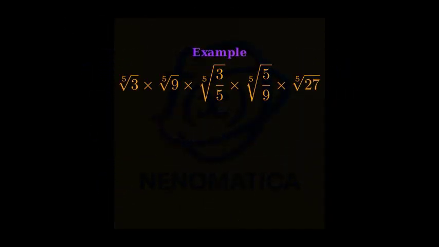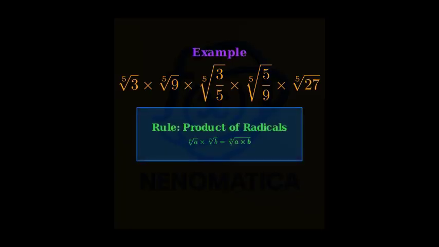We need to multiply the 5th roots. 5th root of 3 times 5th root of 9 times 5th root of 3 over 5 times 5th root of 5 over 9 times 5th root of 27. To solve this problem, we'll use the rule that when we multiply expressions with the same index root, we can combine them under a single radical. Using this rule, we can combine all of the expressions under a single fifth root.